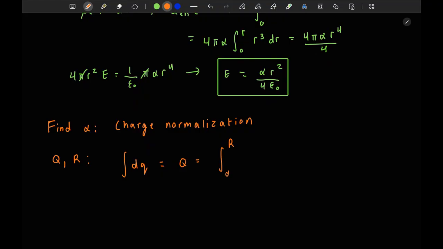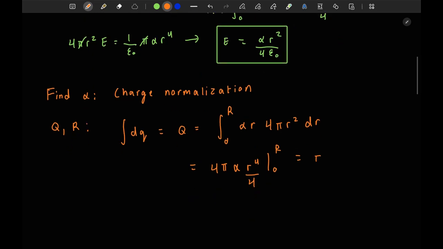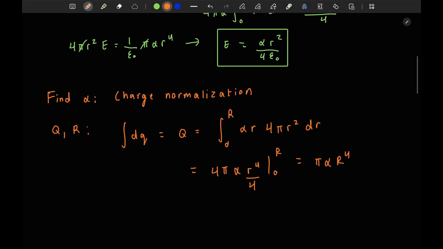So in this case, if we just use our density alpha r again, we have alpha r times 4 pi r squared dr, which evaluates to 4 pi alpha r to the fourth over 4, evaluated from 0 to R. Oops, I dropped a divided by 4 right there. And so ultimately this gives us pi alpha R to the fourth. And so we can now solve for alpha, namely that alpha is equal to Q over pi R to the fourth.